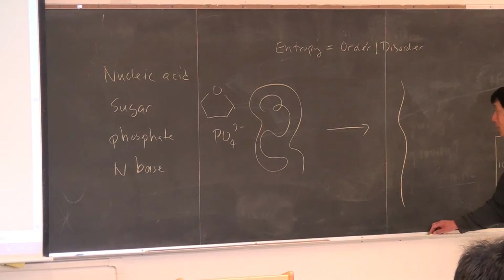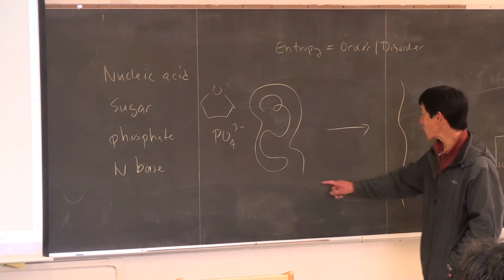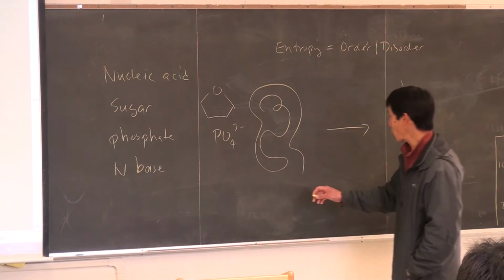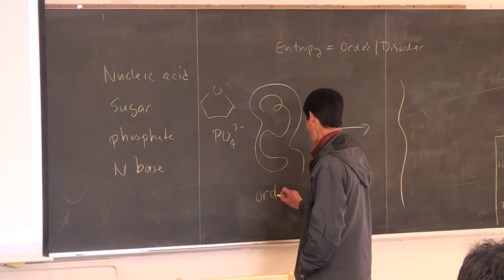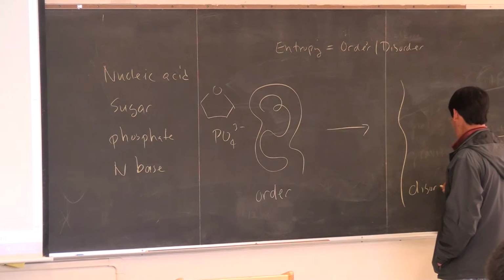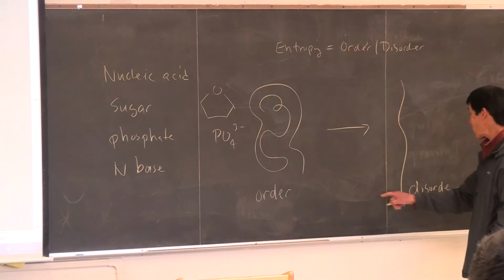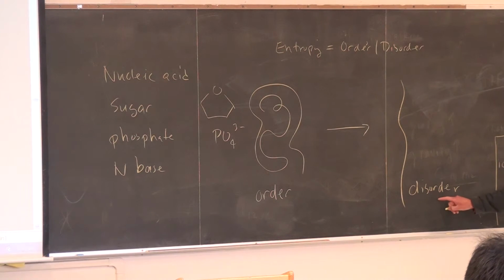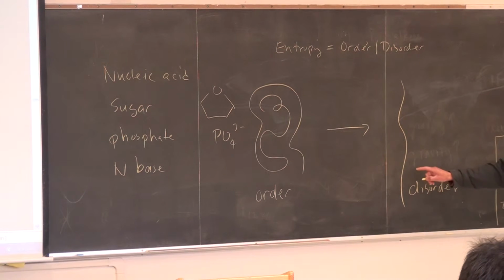So which one is the ordered state, the coiled or the uncoiled? Coiled. Yeah, so this is the more ordered state, and this has a lot of disorder. So this is the natural state of things, going from order to disorder. So this would be favored by entropy if it's going from an ordered state to a disordered state.